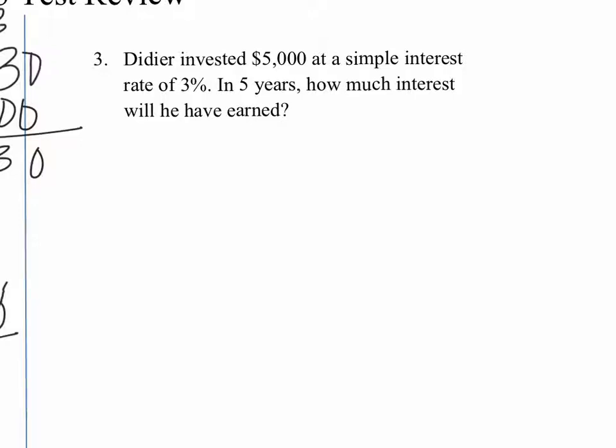Number 3. Didier invested $5,000 at a simple interest rate of 3%. In 5 years, how much interest will he have earned? There's a formula for finding simple interest. It is I equals PRT. If you forget the formula, it is on your formula chart.